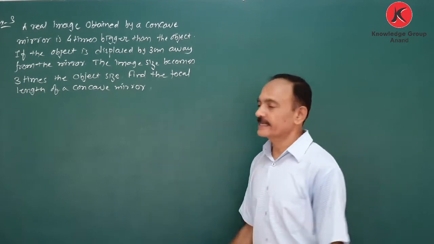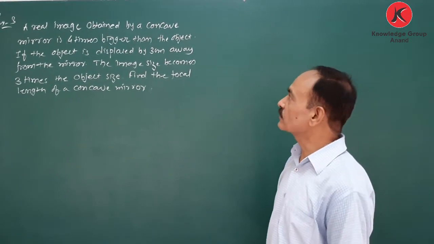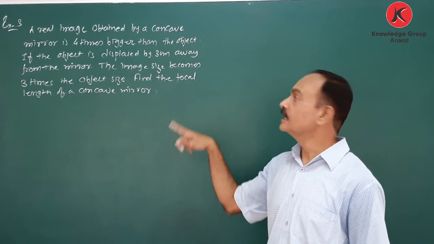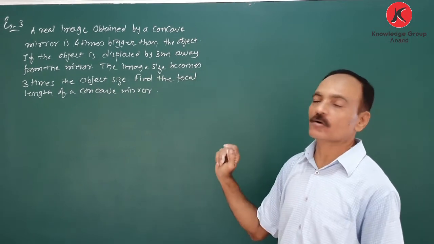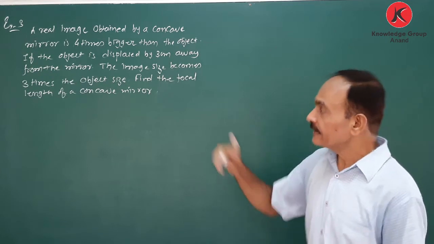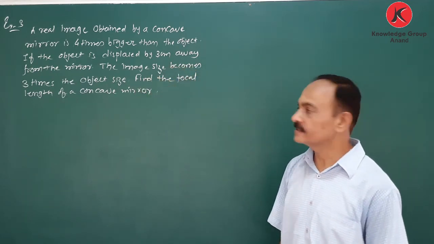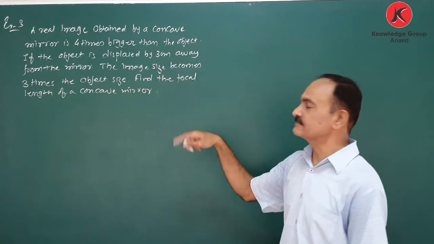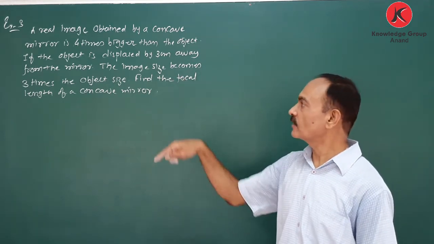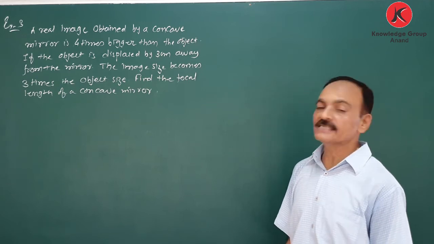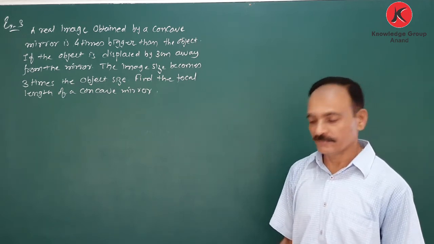Okay, now the next numerical. A real image obtained by a concave mirror is 4 times bigger than the object. Now, if the object is displaced 3 centimeters away from the mirror, the image size becomes 3 times the object size. Find the focal length of the concave mirror.